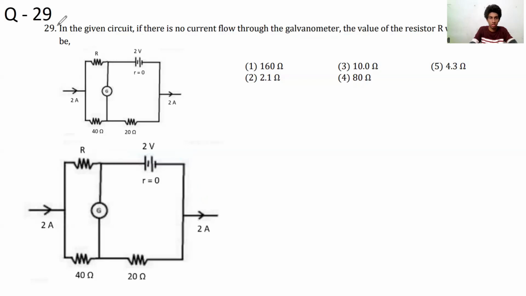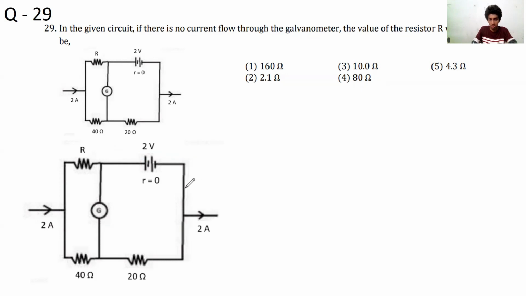Question number 29. In the given circuit, if there is no current flow through the galvanometer, the value of the resistor R would be. So this is the circuit they have provided, and there is no current through the galvanometer. That means this current of 2 amperes divides into these two parts and travels only through those two parts and combines again to form the 2 ampere current.